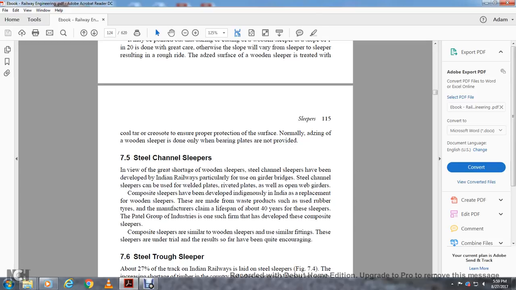The manufacturers claim a lifespan of about 40 years for these sleepers. The Paddle Group of Industries is one such firm that developed these composite sleepers. The composite sleepers are similar to wooden sleepers and use similar fittings. These sleepers are still under trial, and the results so far have been quite encouraging.